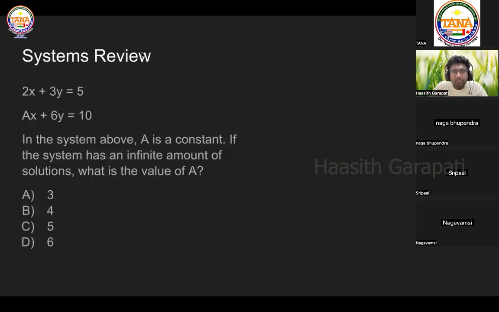Okay. Here is a little bit of systems review. I'm doing this because I'm going to give you guys a small quiz after this. I'm going to give you 1 minute to solve, starting now.